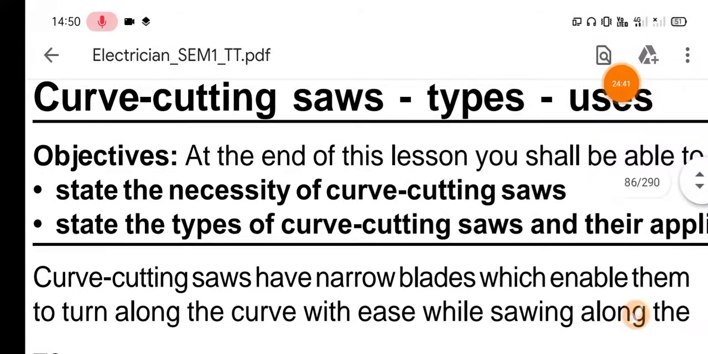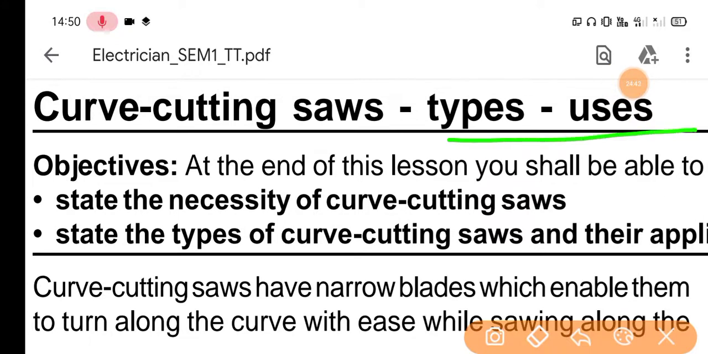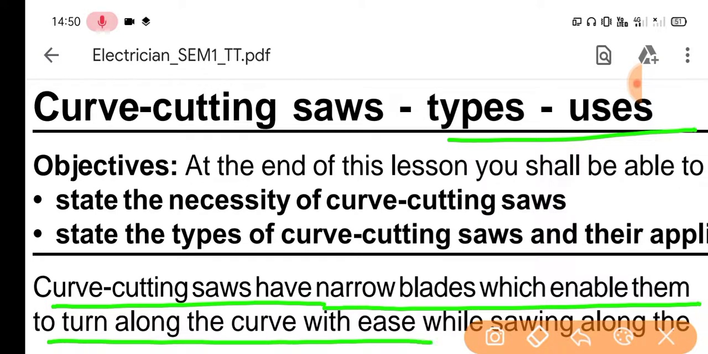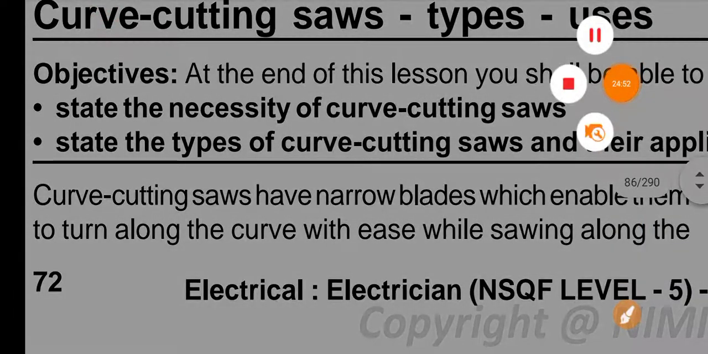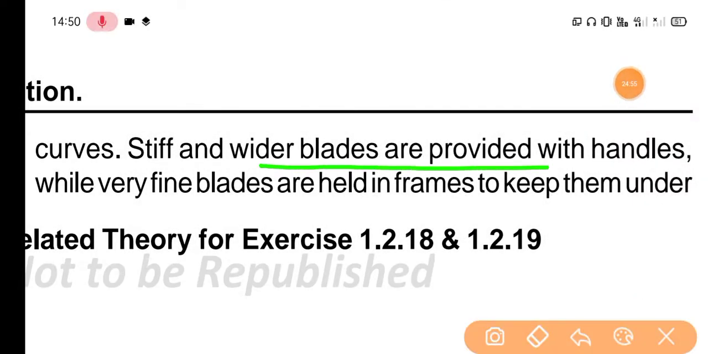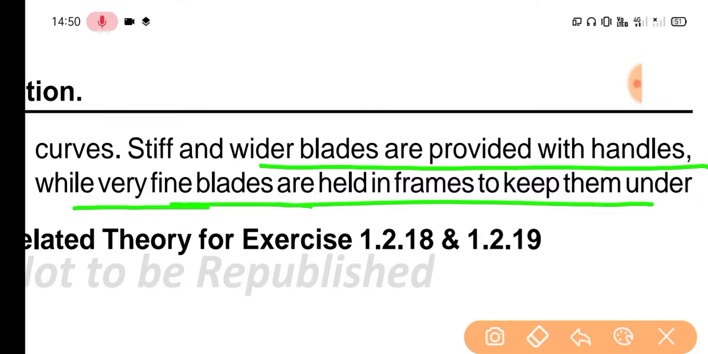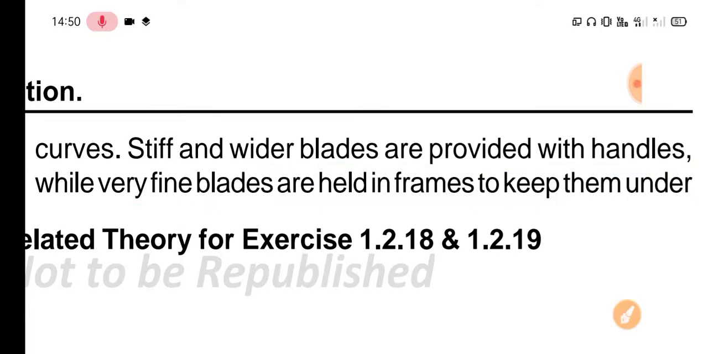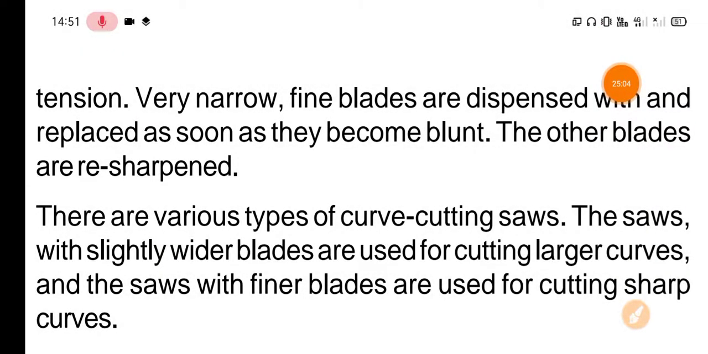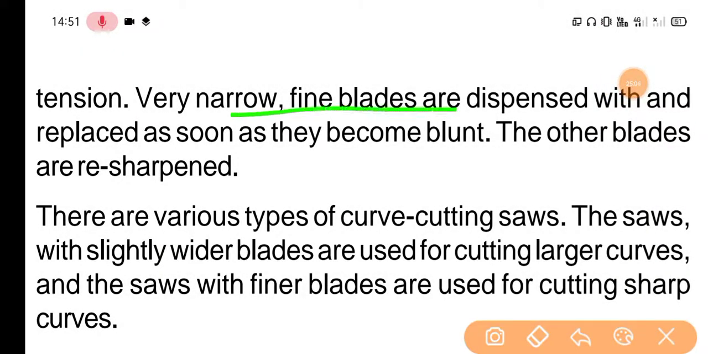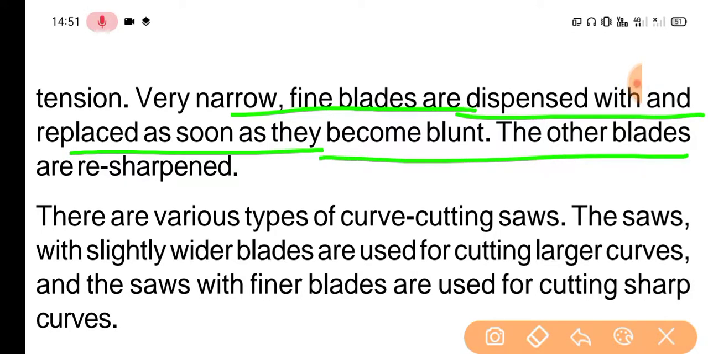Curve cutting saw, types and uses. Curve cutting saws have narrow blades which enable them to turn along the curve with ease while sawing along the curves. Thicker and wider blades are provided with handles, while very fine blades are held in frames to keep them under tension. Very narrow, fine blades are dispensed with and replaced as soon as they become blunt. The other blades are resharpened. There are various types of curve cutting saw.